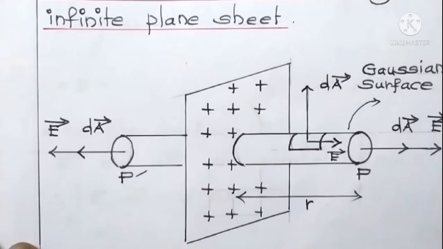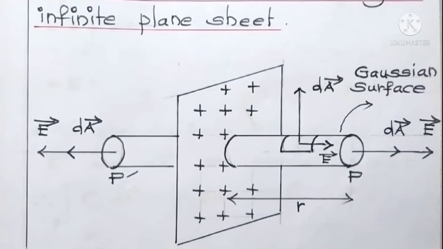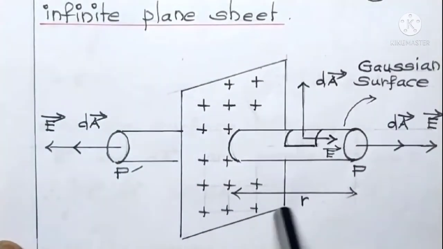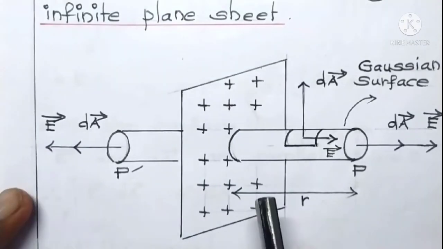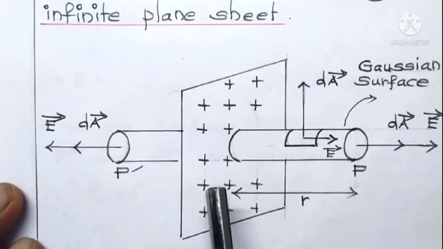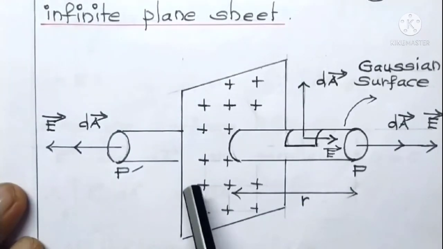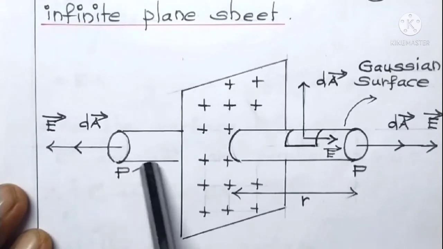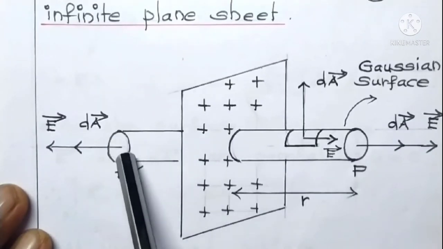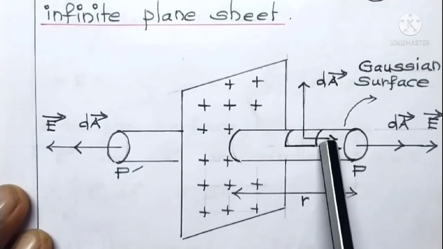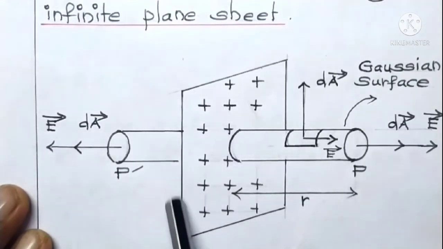Now, have a close look at this diagram. Here comes an infinite plane sheet which is positively charged, and we are going to find the electric field due to this infinite plane sheet. For that purpose, let us imagine a Gaussian surface which is in the shape of a cylinder. So this is the cylindrical Gaussian surface which passes through the center of this plane sheet.